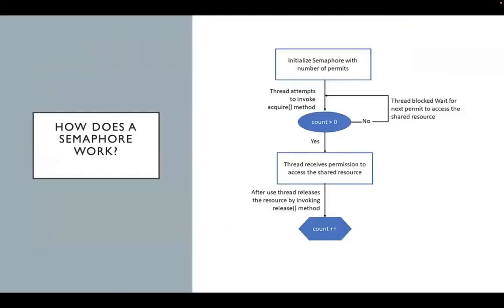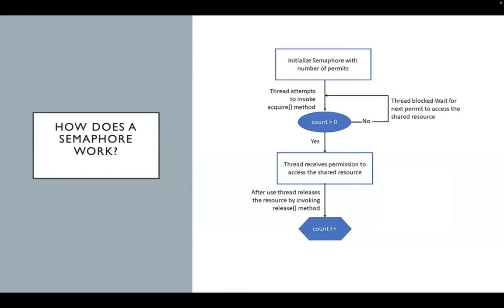So how does it work? First, we have to initialize a semaphore object with a number of permits. So when a thread attempts to invoke the acquire method, at that time the semaphore will check the value of the count variable. If the value of the count variable is greater than 0, then that thread will get the permit to access the resource. If the count is 0, it will be blocked until a permit is available.